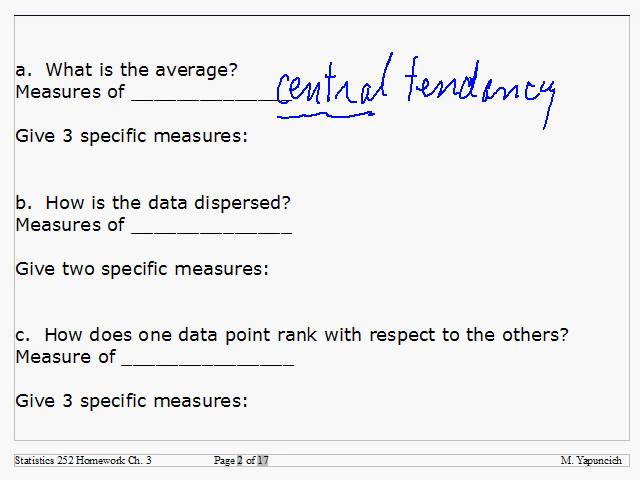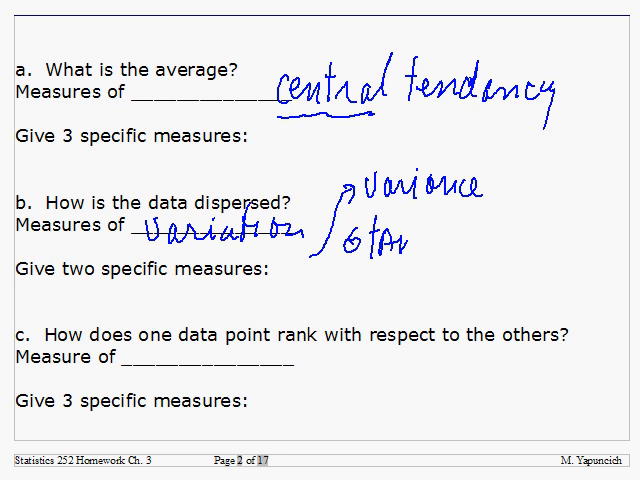How is the data dispersed? That means how is it spread out with respect to that average? These are measures of variation. That's the word that goes here, variation. And what are the two that we talk about? Variance and standard deviation. There are special symbols that go along with these. Actually, it's the same symbol because they're related. Variance, and the other is standard deviation, that's an S. They're related because the standard deviation is the square root of the variance, so they use the same symbol for them, which is okay.